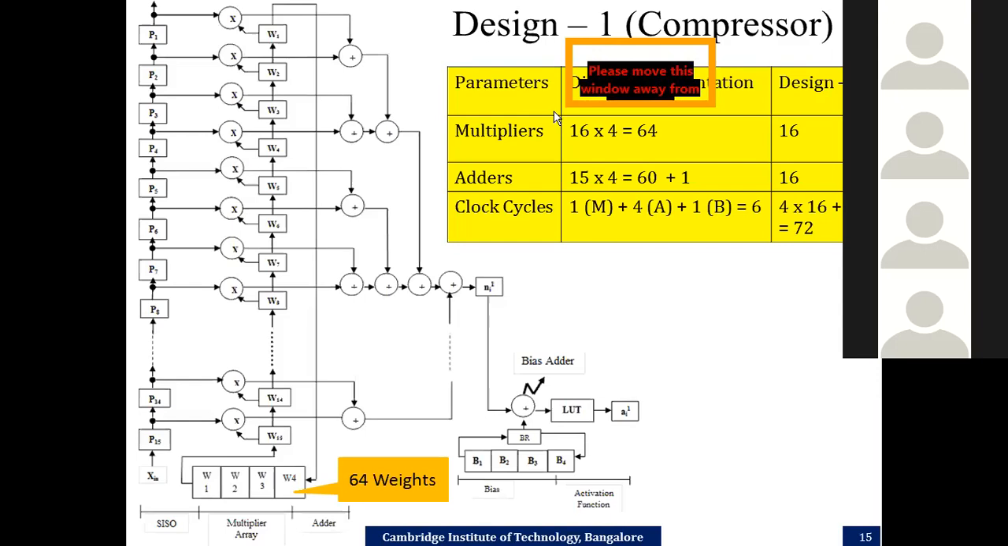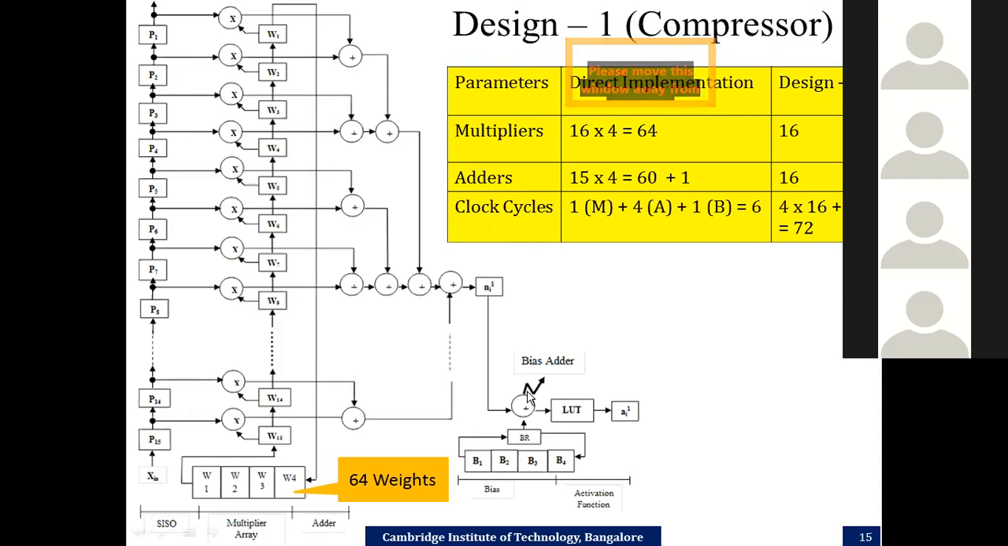If you see the structure here, there are 16 multipliers, 16 inputs available, and 16 weights also. Then there is an array consisting of 64 weights. When you take the first input, the 16 weights of the first neuron are loaded into the 16 registers. Then you perform the multiplication. The outputs of all the multipliers are added through the adder registers, stage 1, stage 2, stage 3, stage 4. Then you get the final output N1.